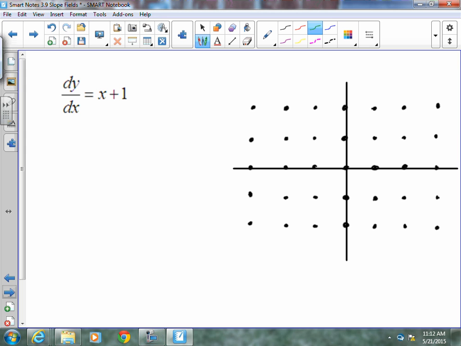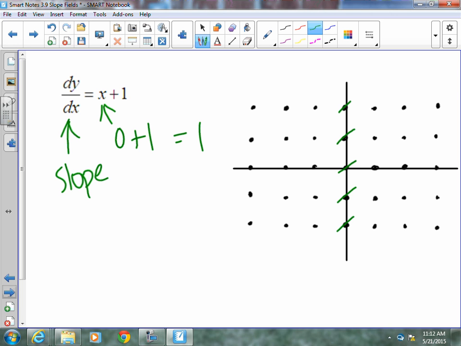So this dy/dx is our slope. We're going to find the slopes by plugging the x into these values. So if x is 0, 0 plus 1 is 1, so everywhere where x is 0, we have a slope of 1. When x is 1, we get a slope of 2. When x is negative 1, we get a slope of 0.